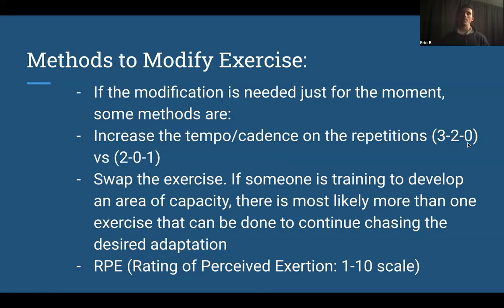So let's say you're performing a barbell bench press. You have a 3-second lowering phase, a 2-second pause where the bar is still on your chest, and then push up as fast as possible. Or we could swap the exercise. If someone's training to develop an area of capacity, most of the time, if not all the time, there is a way to change up an exercise to produce the desired adaptation that we're going after. So that goes back to the belt squat example.